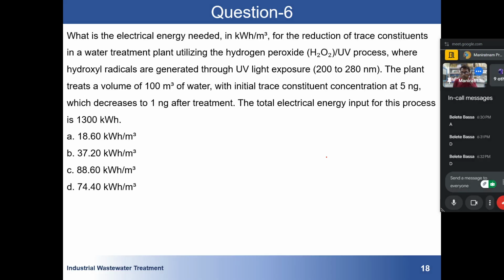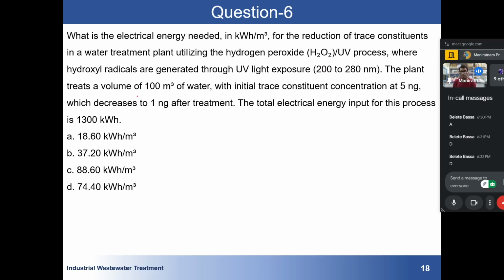Question number 6. This is a numerical question. So take your time. This is direct. If you have gone through your video lecture, this is directly from your class notes. What is the electrical energy needed in kilowatt hour per meter cube for the reduction of trace constituents in a water treatment plant utilizing the hydrogen peroxide H2O2 UV process, where the hydroxyl radicals are generated through UV light exposure?